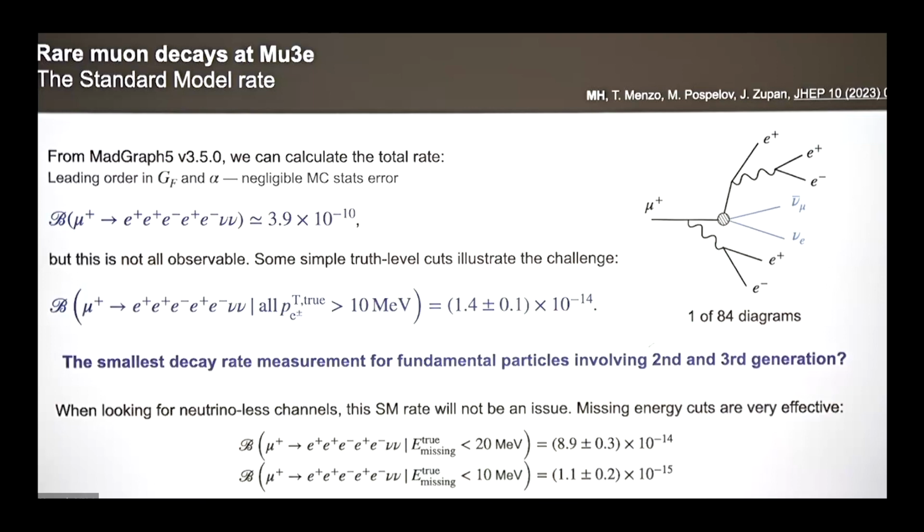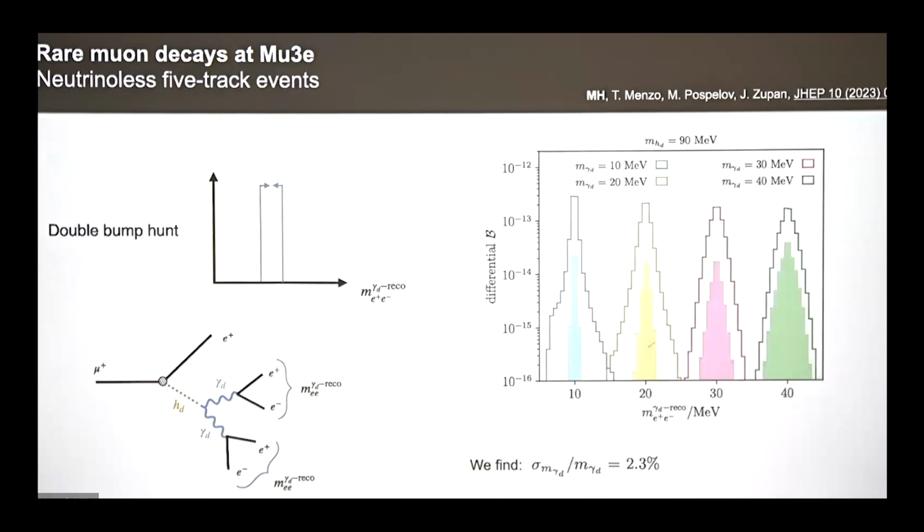The other way to think about this is to look from the point of view of this as a background to the new physics channels. If I forget about this truth level cut and instead place truth level cuts on the missing energy of the system, you can see it goes down fairly fast to 10 to the minus 15 with a missing energy cut of 10 MeV at the truth level. That tells you that most likely the standard model rate for 5 tracks is not going to be a showstopper for the new physics. In a sense, you would have wanted it to be the case, because then you could see it at the standard model rate. But as this shows, it's probably not a problem.